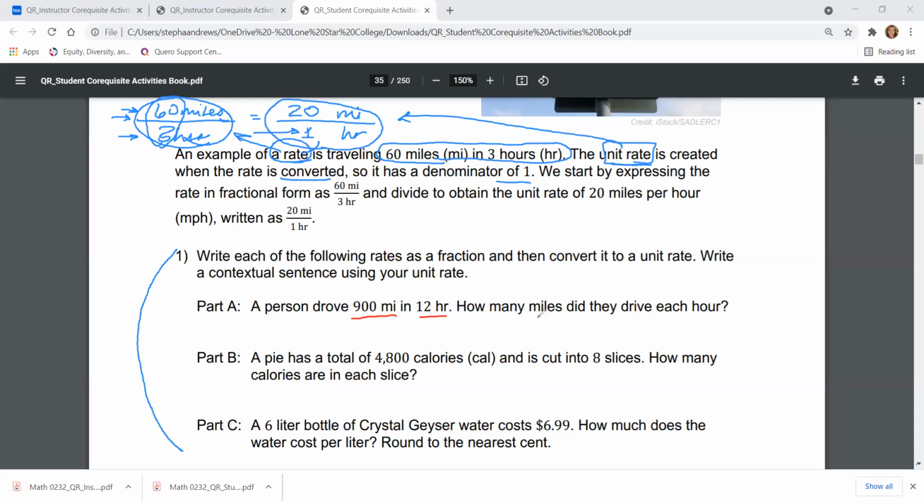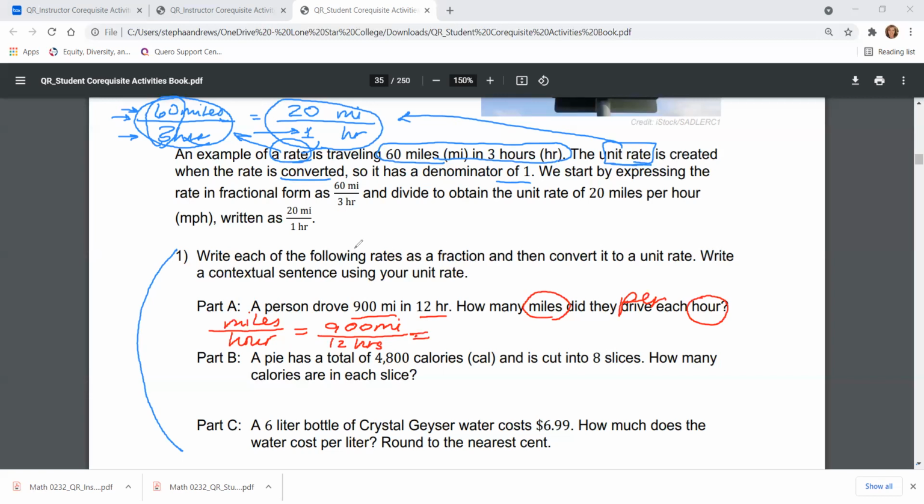And then the question is, how many miles per hour they drive? Again, I don't think you can write down too much, miles per hour. And then I start filling in. Well, I was given 900 miles and I need to divide that over 12 hours.